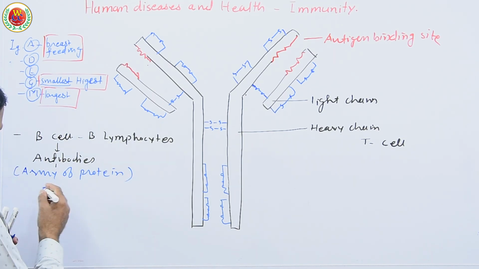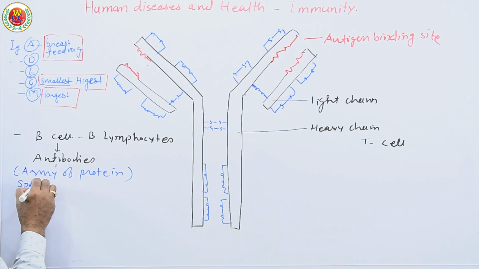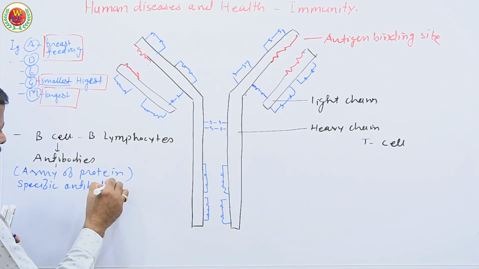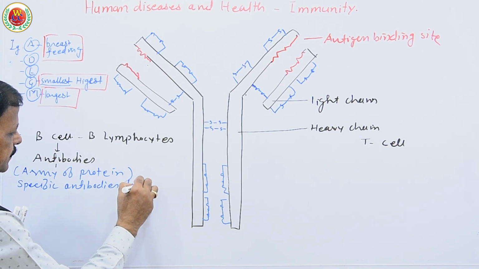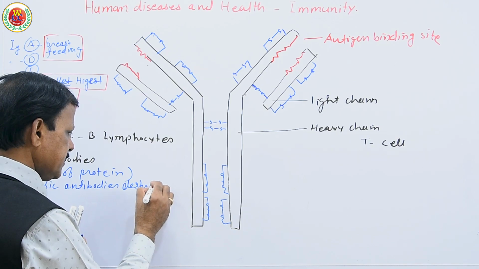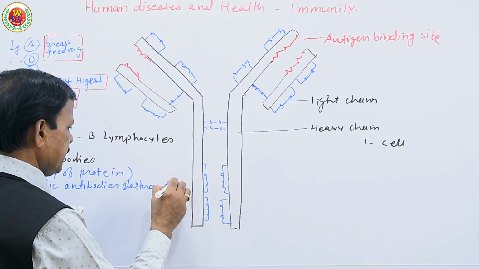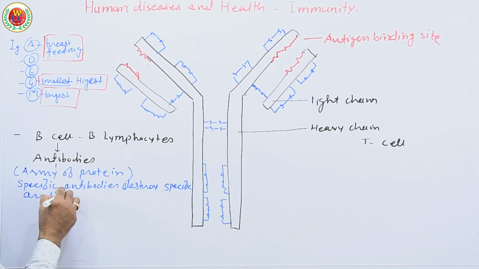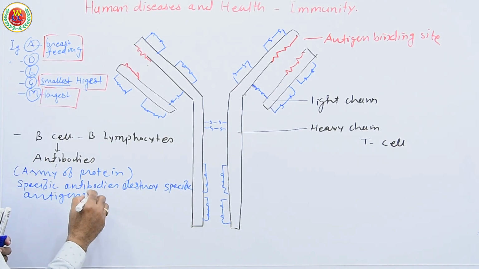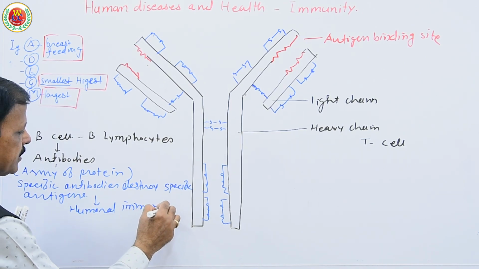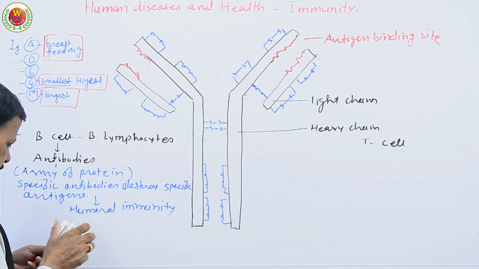And this immunity, specific antibodies destroy or protect our body from specific antigens. This immunity is known as humoral immunity. Remember please.